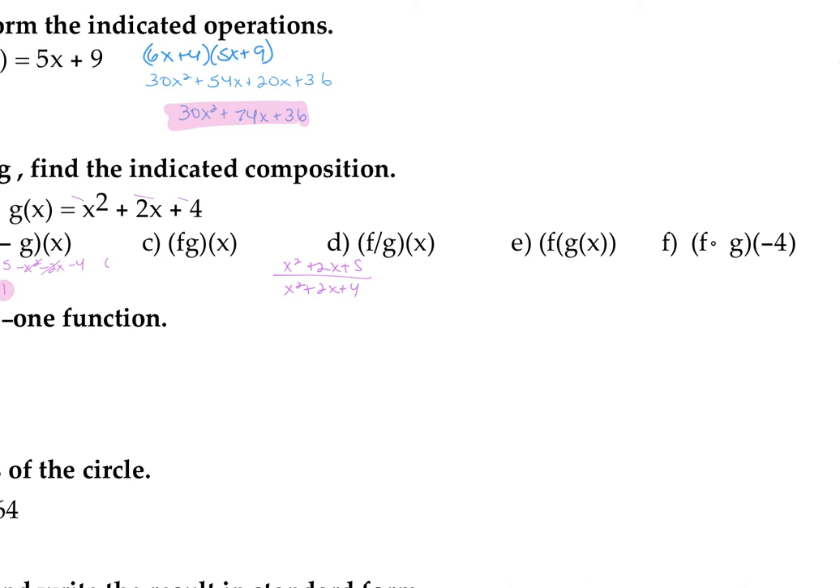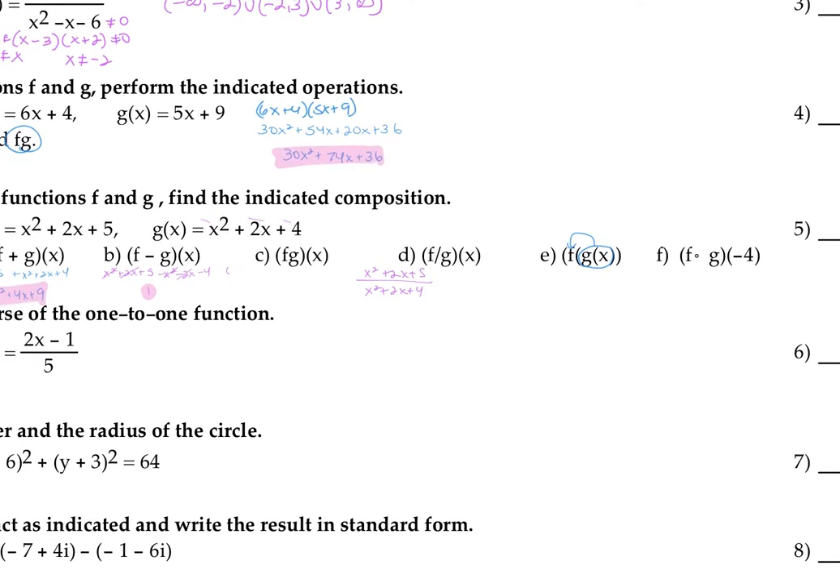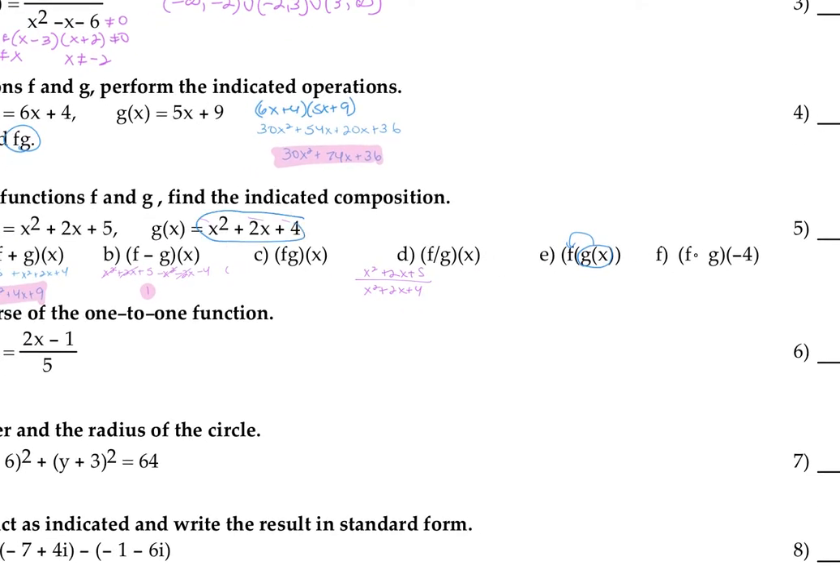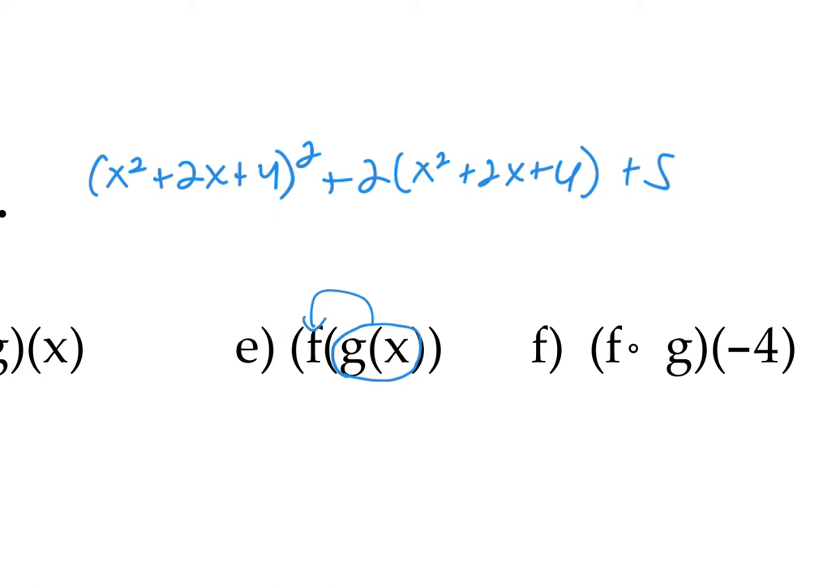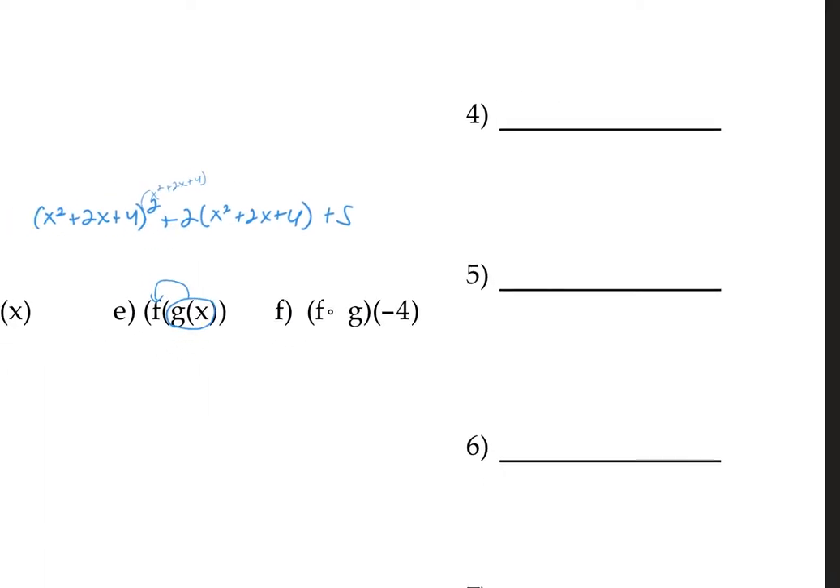For e, it says f of g of x. So we're going to take g of x and plug it into the f. So everywhere there's an x goes this whole expression. So I'd get x squared plus 2x plus 4 squared plus 2 times x squared plus 2x plus 4 plus 5. So I'm going to square this, expand, and FOIL. And I'm going to do that off to the side.